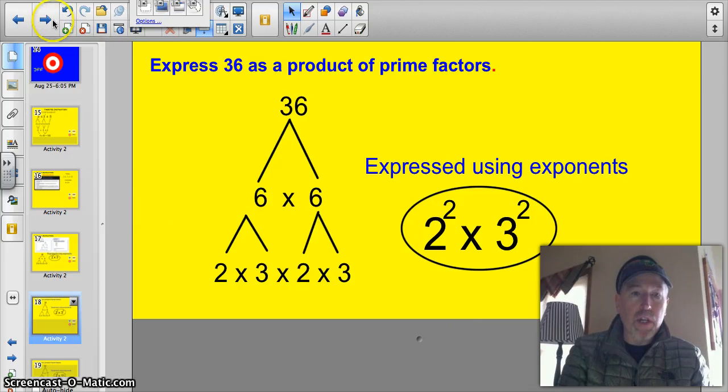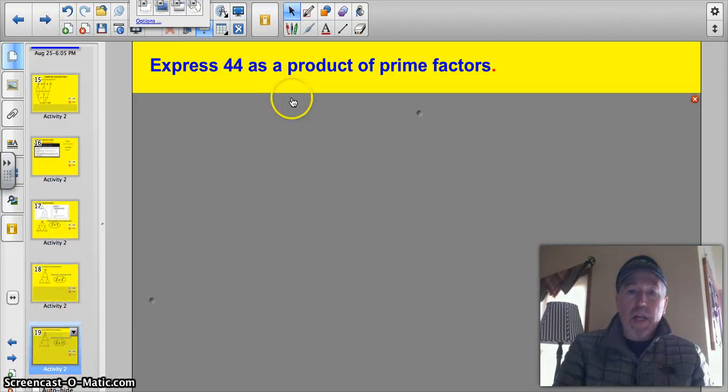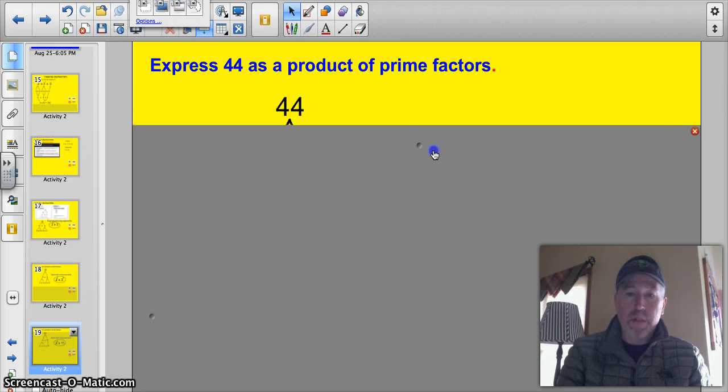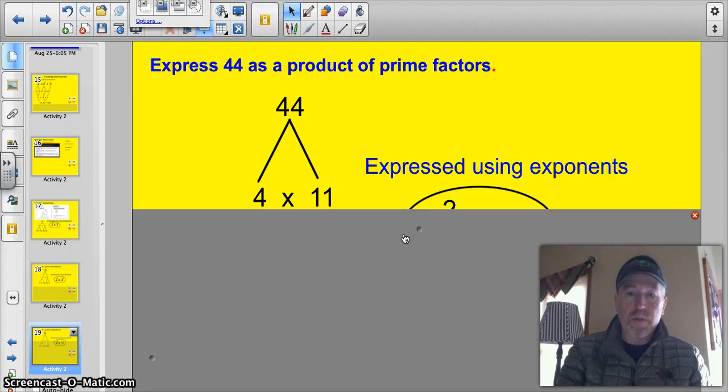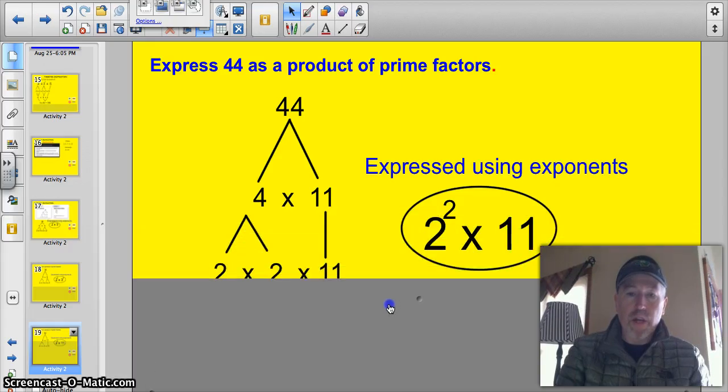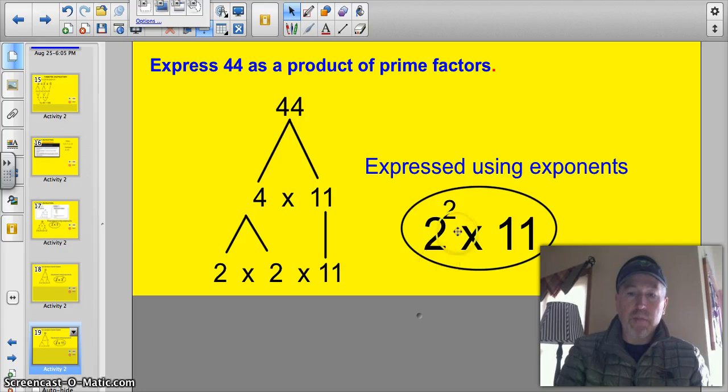Alright, let's take a look at another problem. Express 44 as a product of prime factors. Go ahead and go for that and pause it. Alright. Well, I chose 4 times 11. I bet you did too. Then I can break that 4 down into 2 times 2 times 11. I end up with 2 squared times 11.